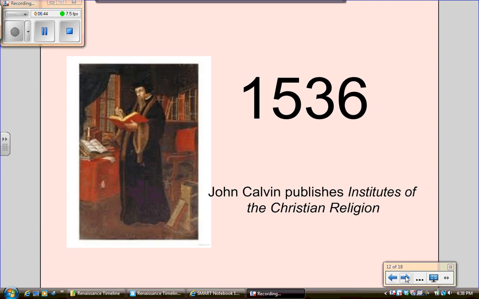In 1536, John Calvin, another very fiery reformer, published his Institutes of the Christian Religion. Calvin profoundly changed Christianity with his views on predestination and launched a whole new series of religions, all within the realm of Christianity, but as separate from the Catholic Church.